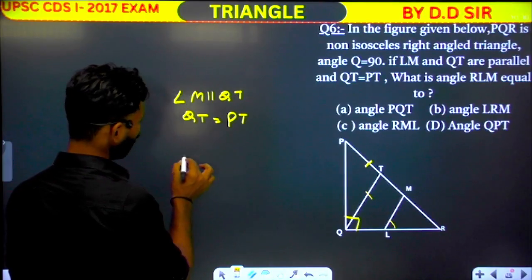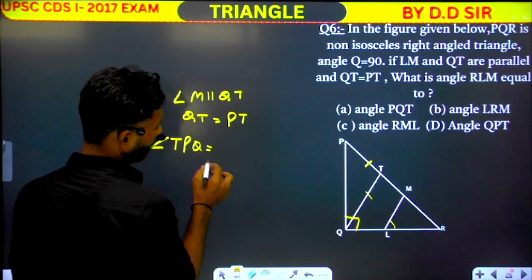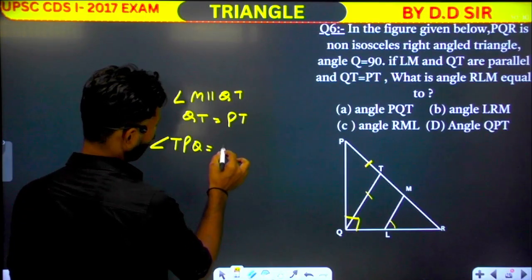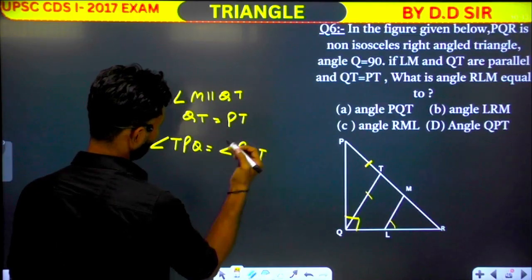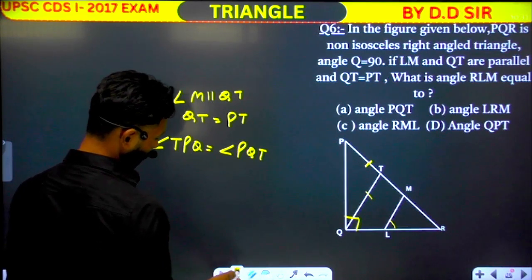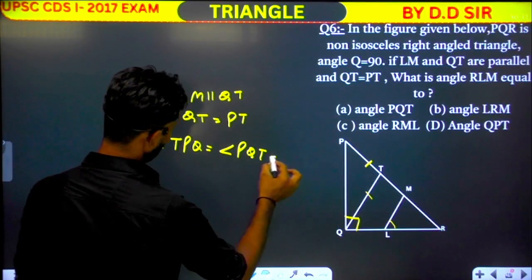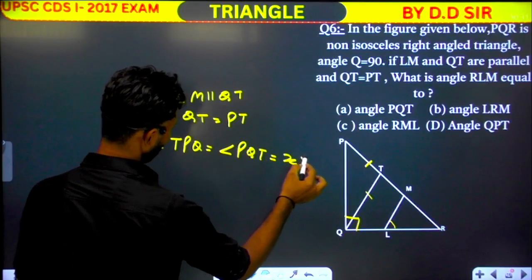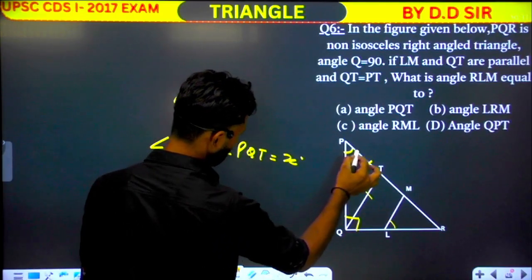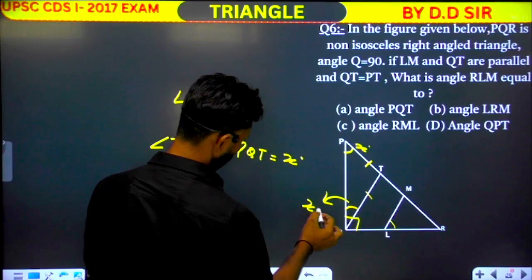So I can say angle TPQ is equal to angle PQT, because QT is equal to PT. For example, let's take an example: each of these angles is equal to x degrees. I'm saying that this angle is equal to x degrees and this angle will also be equal to x degrees. Understand?